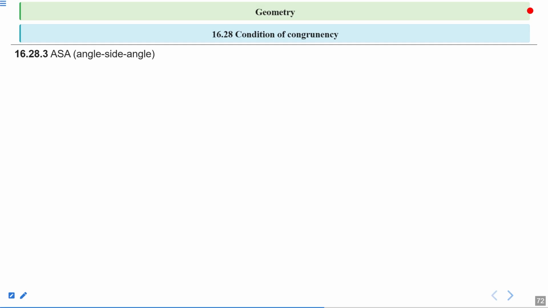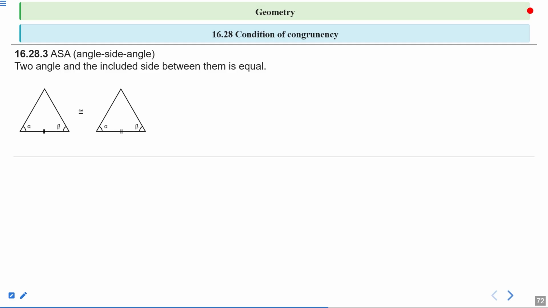Angle, side, angle. So two angles and the included side between them are equal. So we can say that the triangles are congruent to each other. So this is the diagram of the congruent triangles.